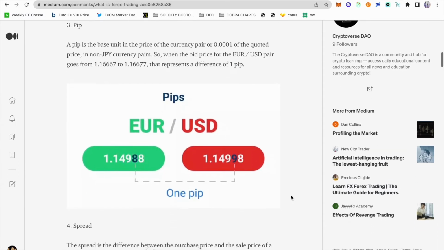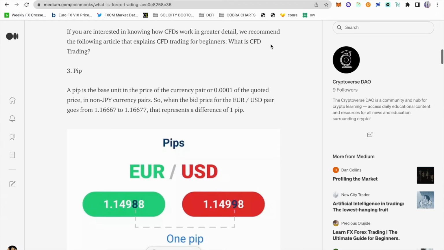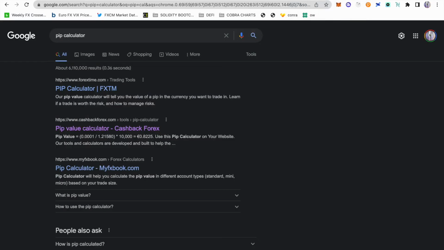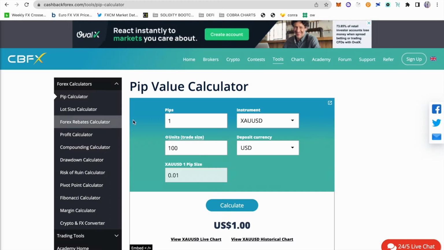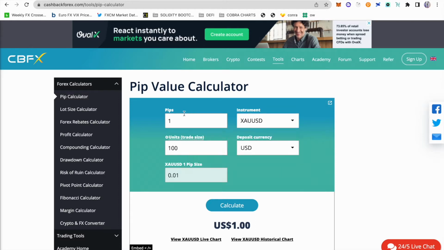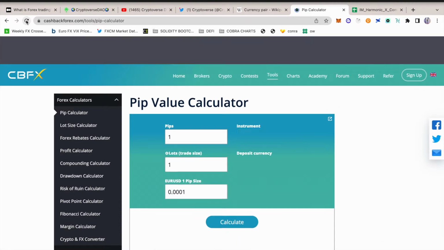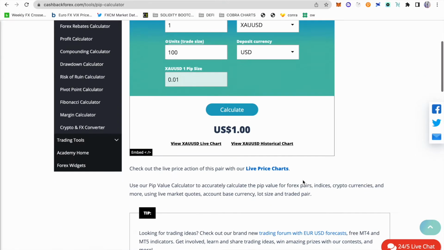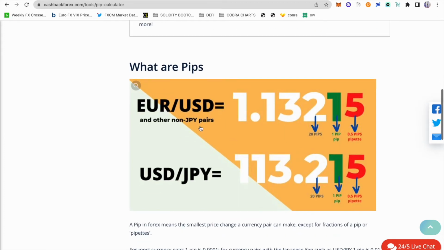For these kinds of things, like if you are looking to calculate pips on a certain forex pair, I would say use something like a pip value calculator where you can put in things like GBP USD and calculate how many pips is 10 pips. So let me just refresh this view. Calculate, right? So something like this will give you a narrative of how to calculate how much the dollar value is in pips, right?